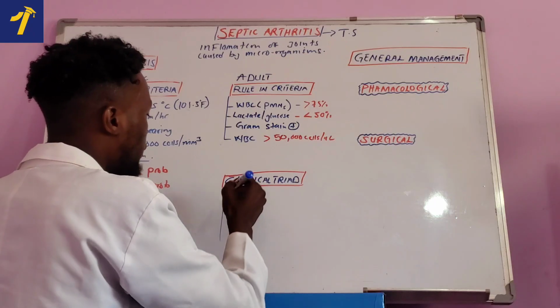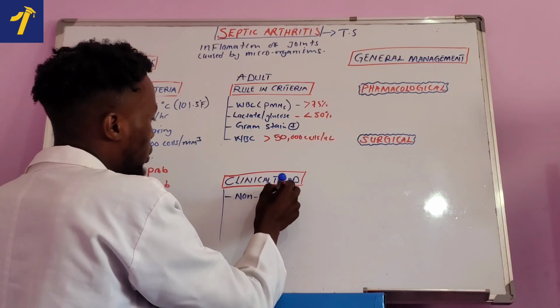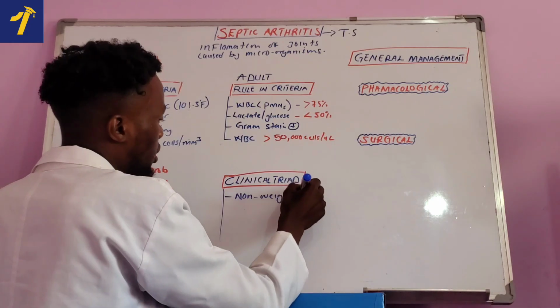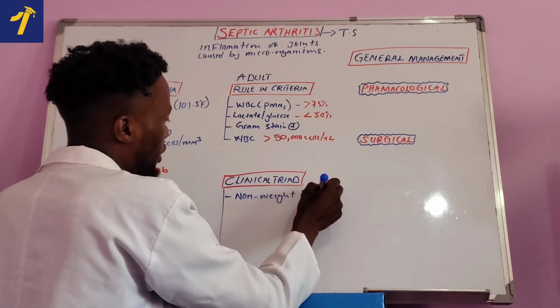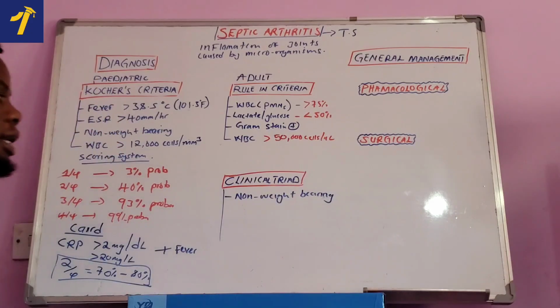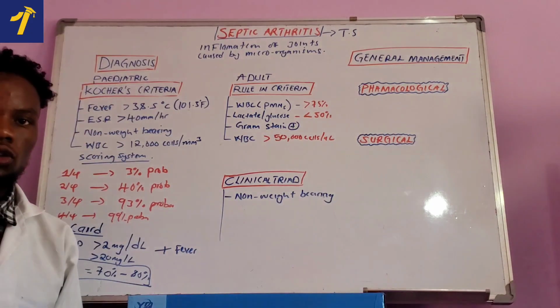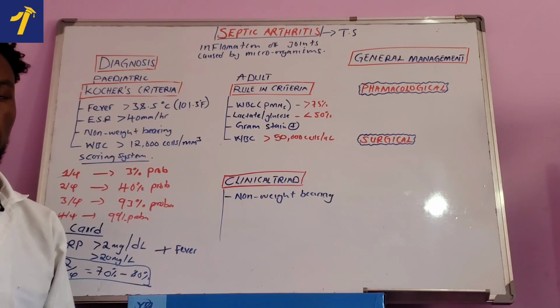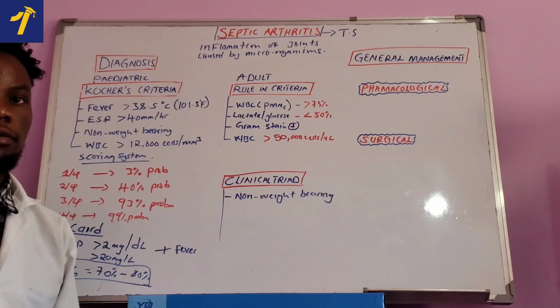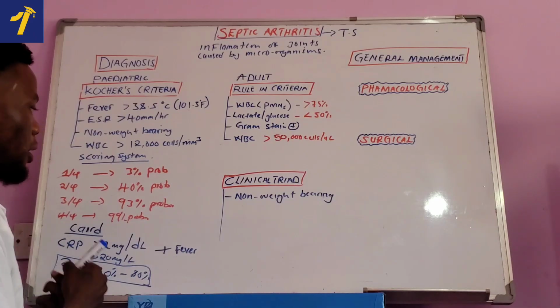The first thing, you need to look at non-weight bearing, or maybe joint stiffness. They are unable to use their joint because of the severe tenderness that they are feeling. That's the first clinical factor that you need to consider.